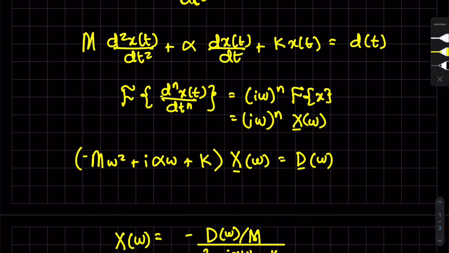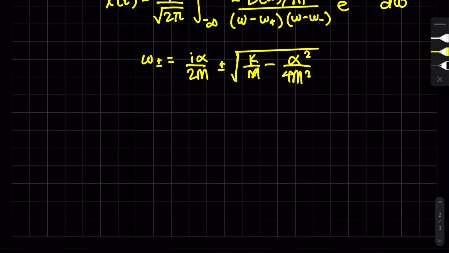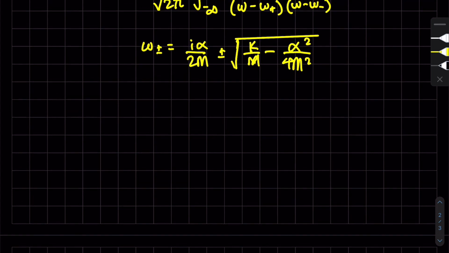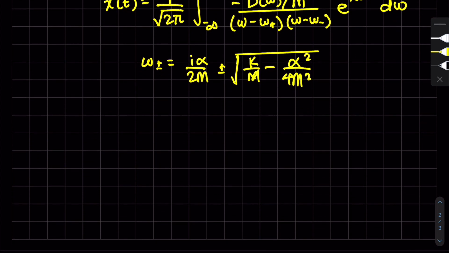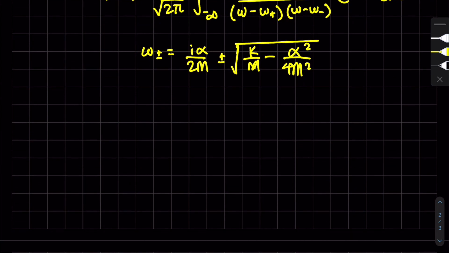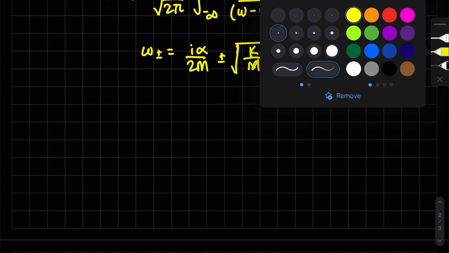So that's pretty much what we did. We found the roots. And now for inversion we have to consider a complex contour integration method. But before doing that, let's just assume, and maybe I'll use another color here.